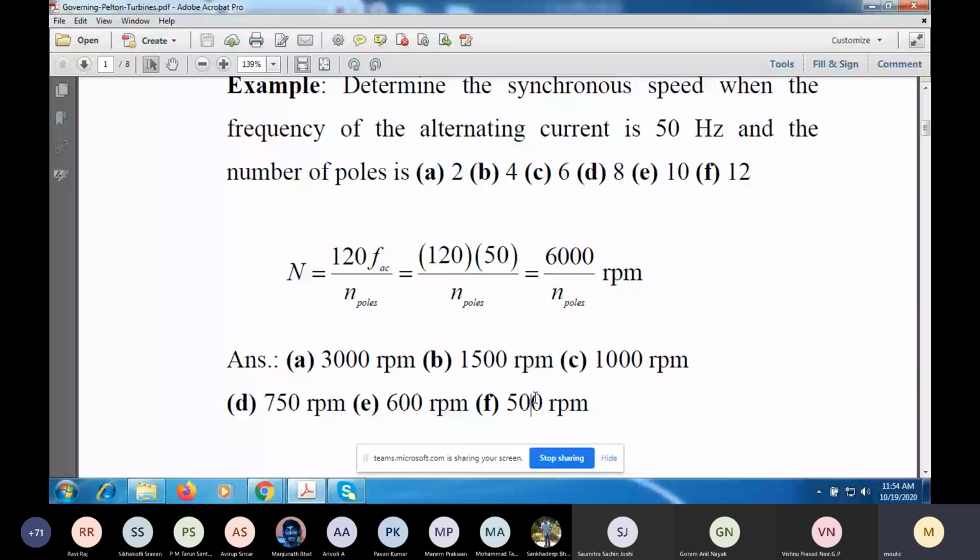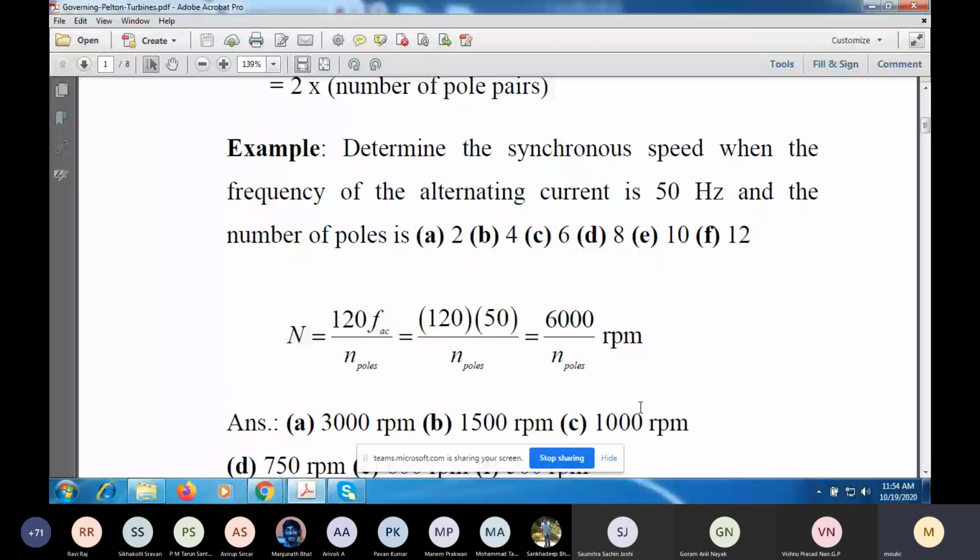So you see that the speeds at which you want to run the turbine will be something like 3000 or 1500 or 1000 or 750 or 600 or 500 and so on. Of course, again, there will be a slip which electrical engineers talk about, and the actual speed might be slightly different. Okay, but this is a theoretical estimate.